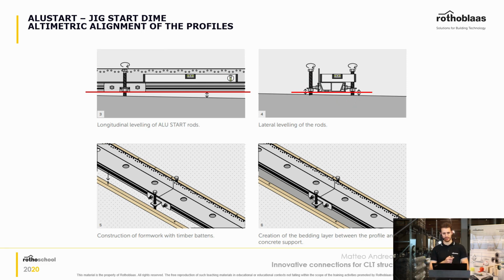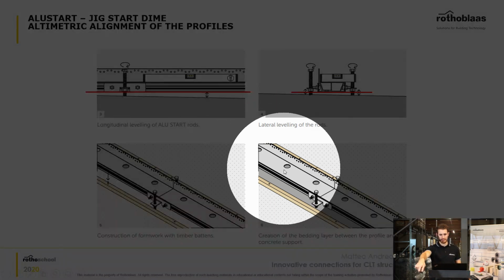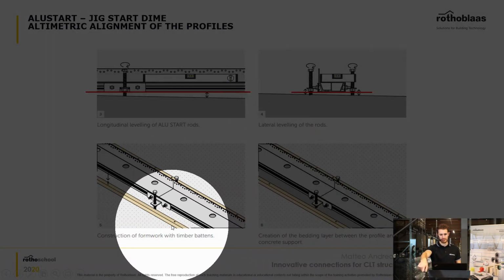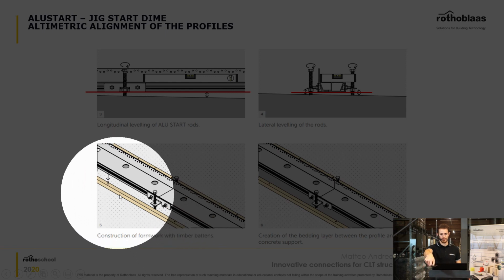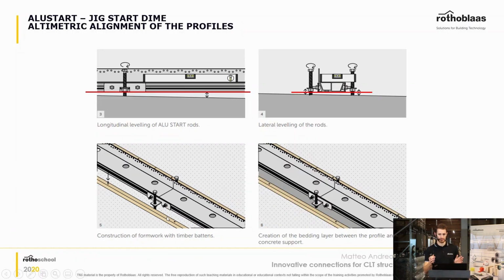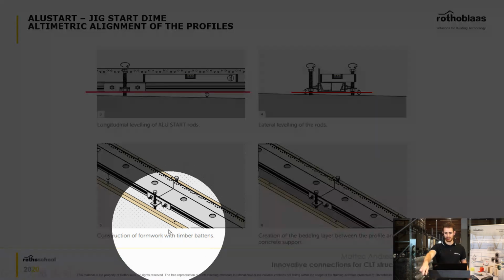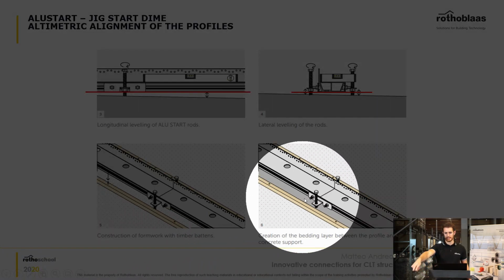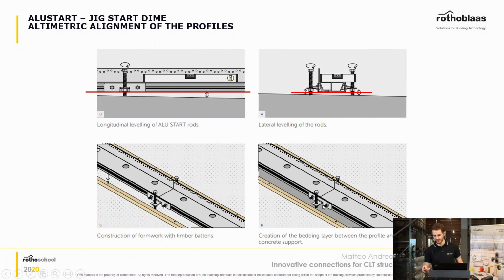And to make sure that your Alustart stays exactly flat, you can use little timber or other materials to fence it off, and you can pour non-compressible grout on the inside, so that you're sure that your connection is completed. And once it's completed, you can remove the dime, as we said before.